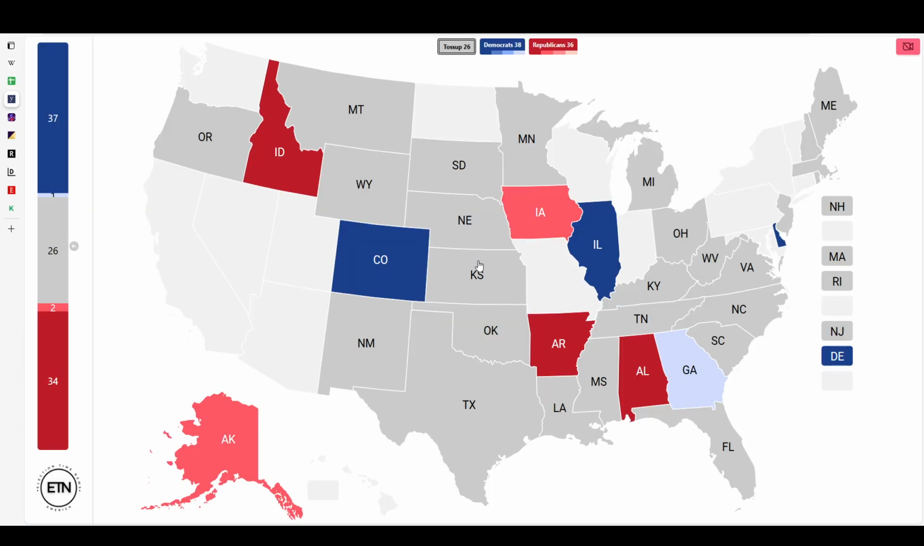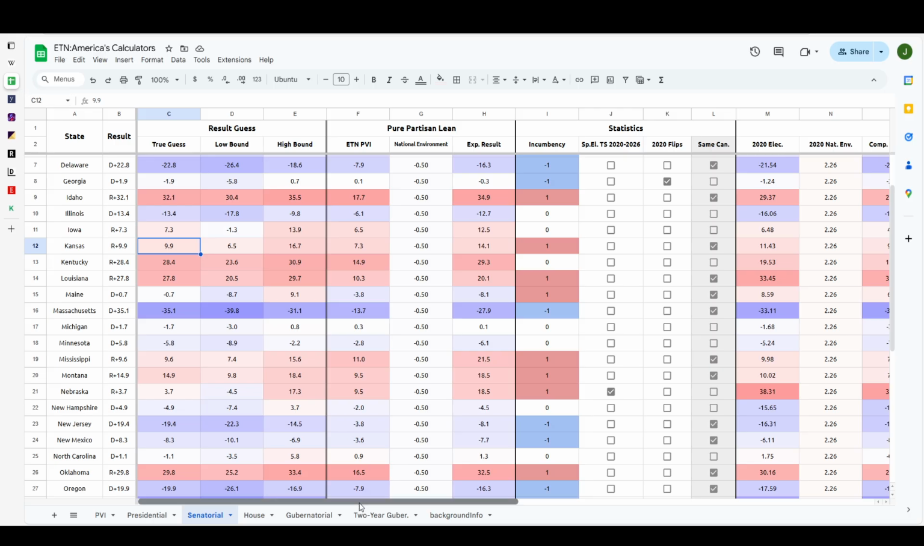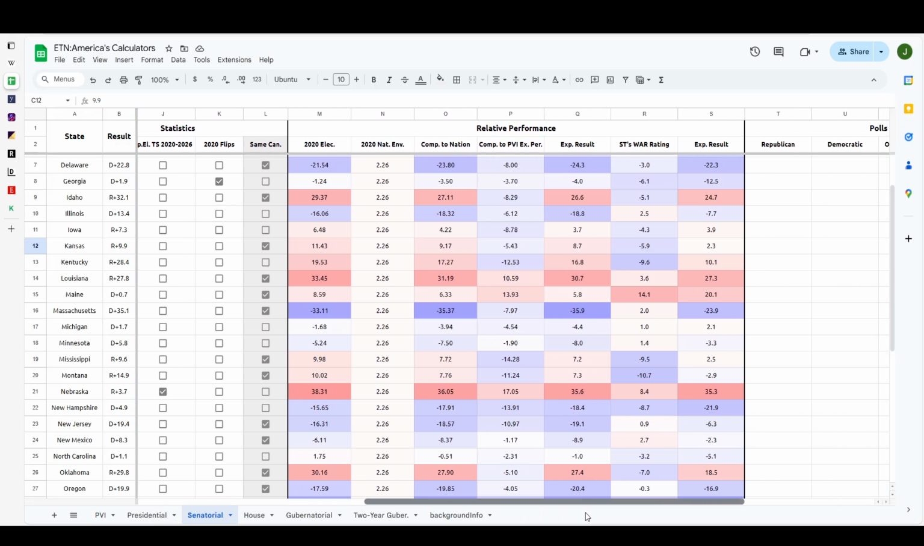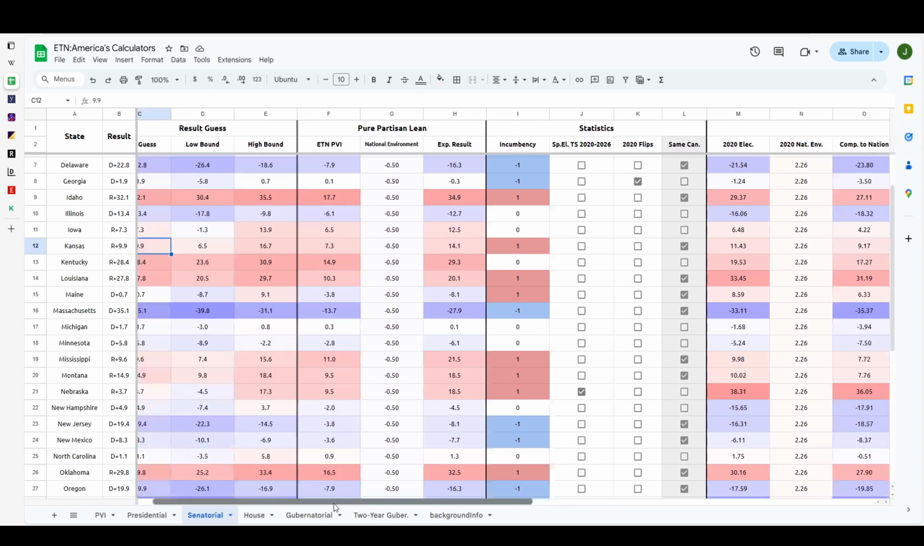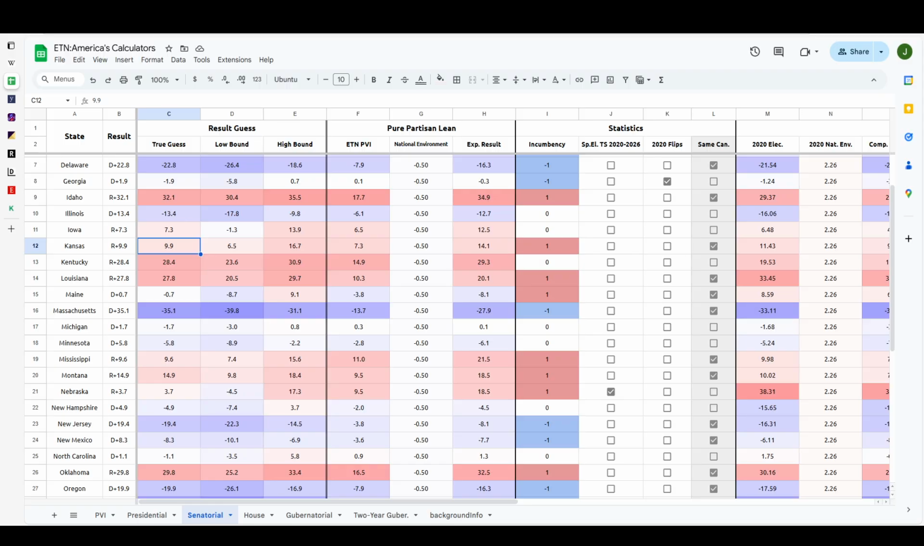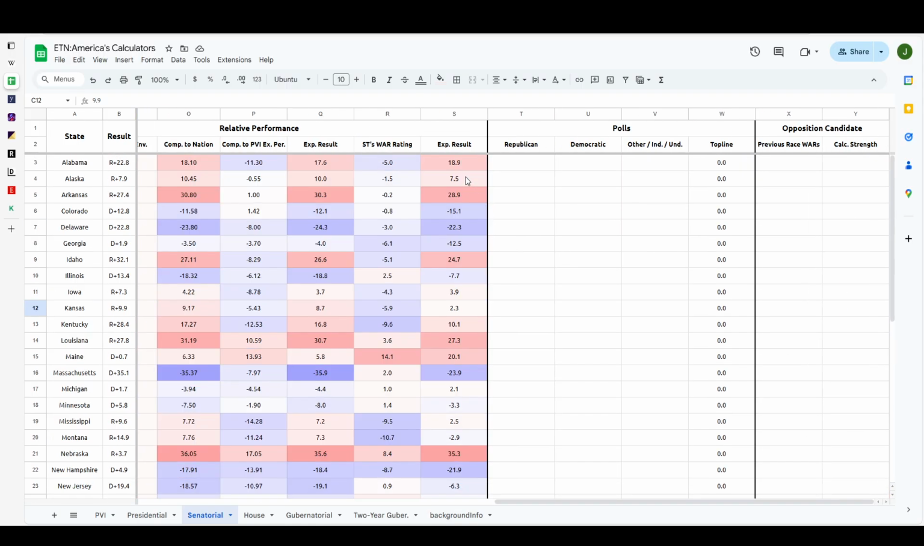Kansas 9.9, just barely under that 10-point margin. In 2020, Marshall only won by 11.4. He is an underperformer. Luckily, being in Kansas, obviously he's not going to lose by any means, but the expected result here would be 8.7 points compared to the PVI performance, and all the way down to 2.3 expected result based on the WAR rating. He is a strong underperformer here.